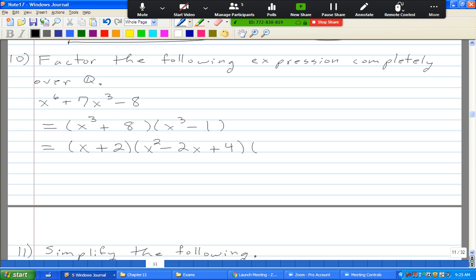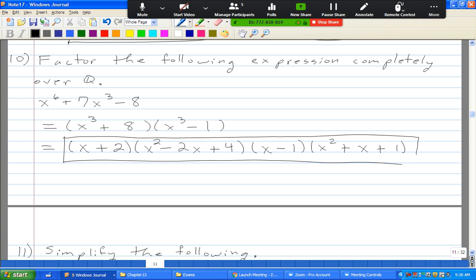Next, this is the difference of cubes. Cube root of x cubed is x. Cube root of 1 is 1. x squared is, well, x squared. Change sign from negative to positive. x times 1 is x, and 1 squared is 1. And that is my answer.